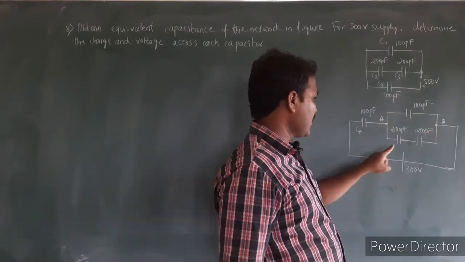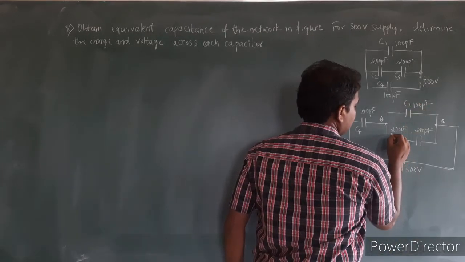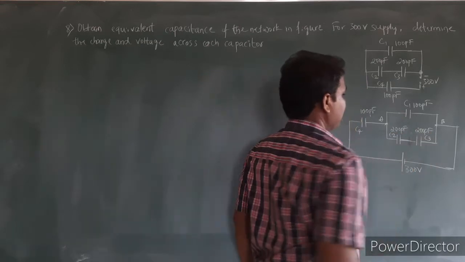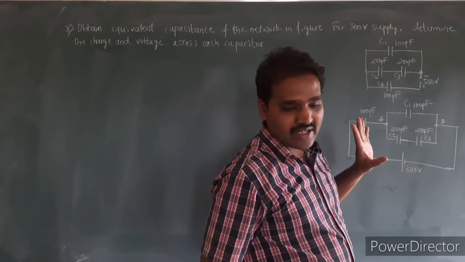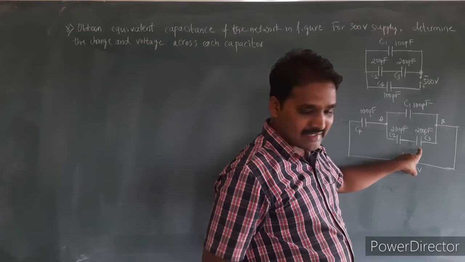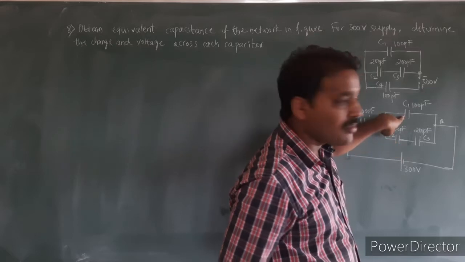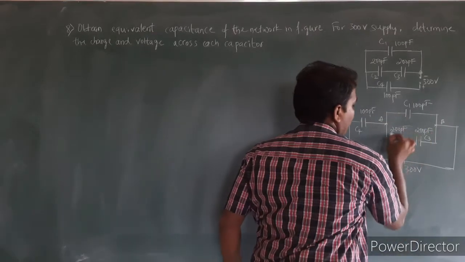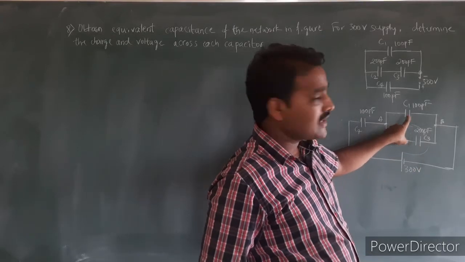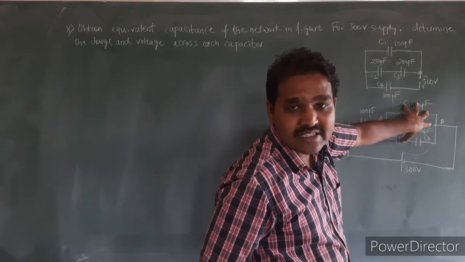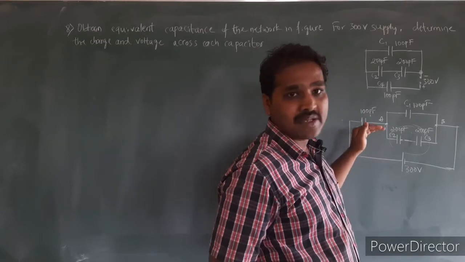Here this 200 picofarad is C1, this capacitor is C2, and this is C3. Here we can observe C2 and C3 are in a series combination. The combination of C2 and C3, let us call it C23, is in parallel combination with C1. Then the combination of all these three capacitors is in series combination with C4. We shall solve it step by step.